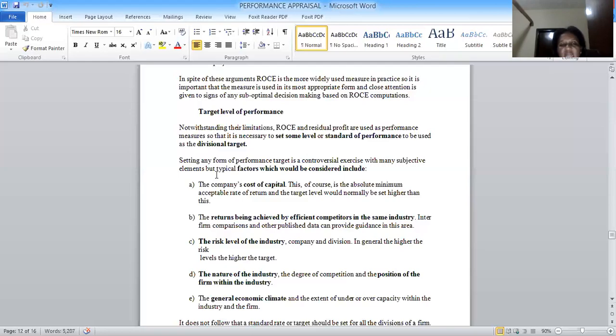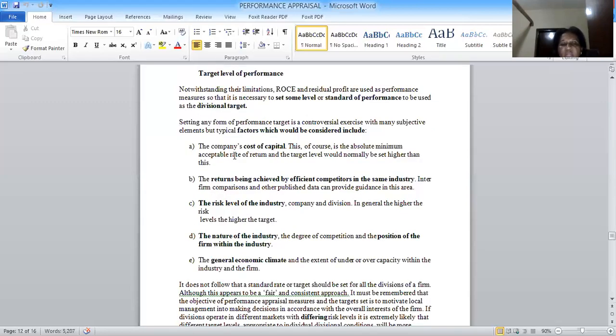Setting any form of performance target is a controversial exercise with many subjective elements, but typical factors which would be considered include the following. So the factors that you will use to set the target for the performance include the following. One, you have to consider the company's cost of capital. This, of course, is the absolute minimum acceptable rate of return, and the target level will normally be set higher than this.